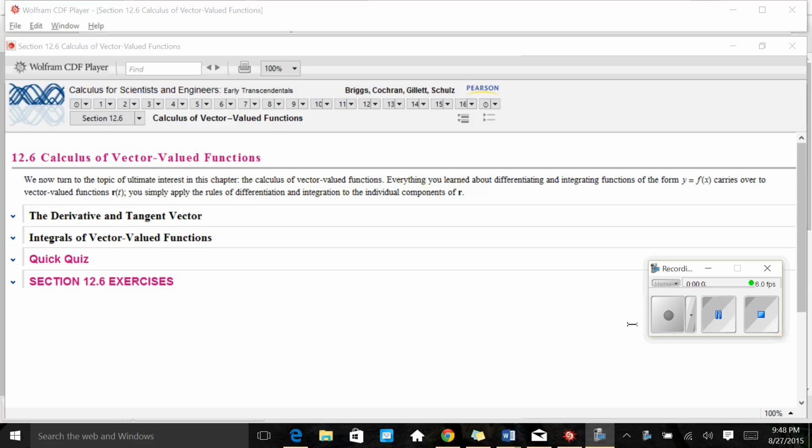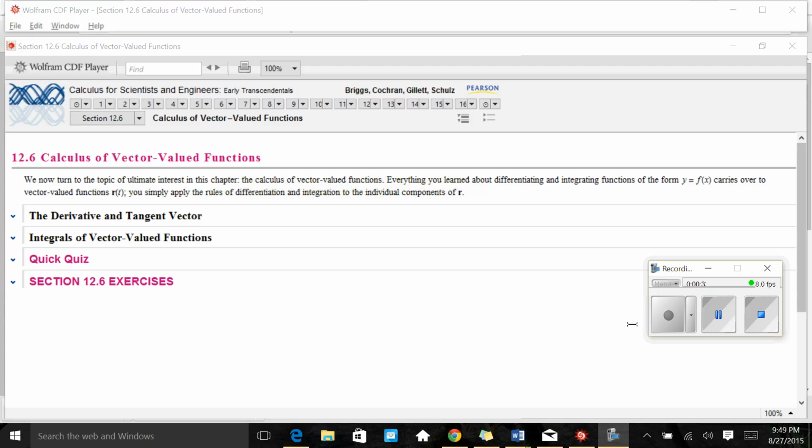Okay, we're here to take a look at section 12.6, the calculus of vector-valued functions. This is kind of where we've been headed from the beginning of this chapter. We started out defining vectors and exactly how the different operations worked. Then we talked about looking at vector-valued functions and curves in space. And now we're finally here to look at the calculus of vector-valued functions.